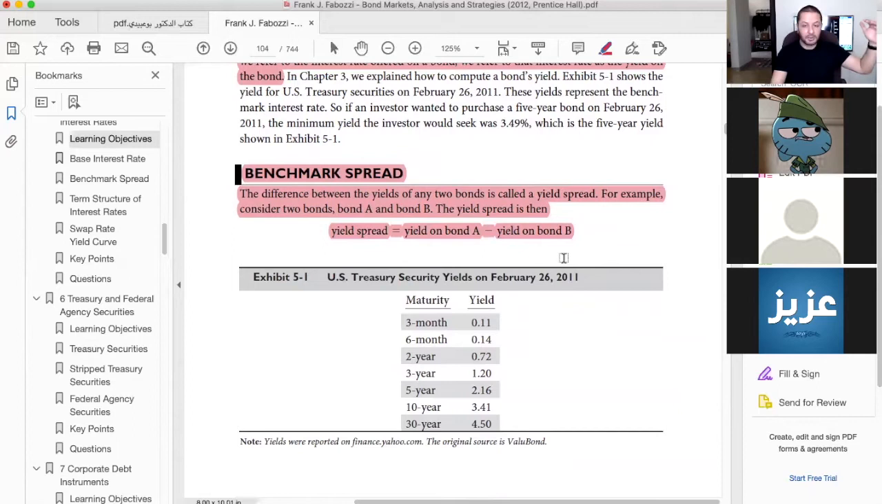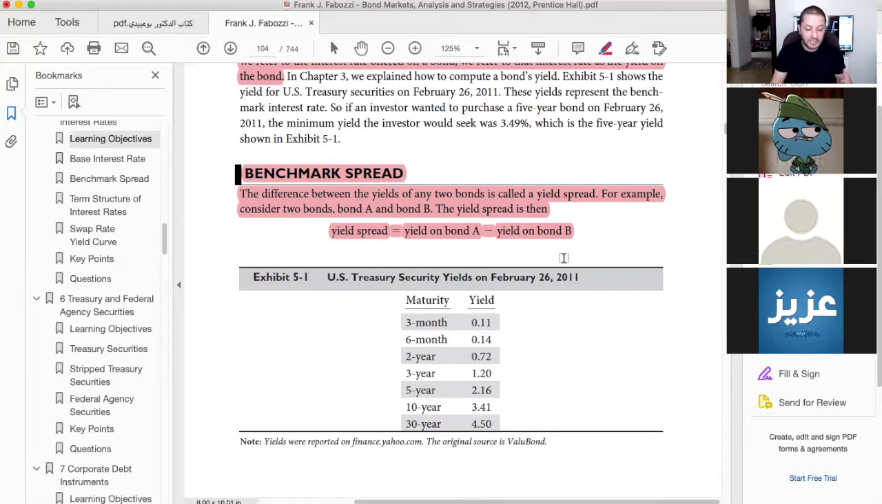This yield spread will get higher if the investors consider that this corporate or this firm is riskier, right? So the yield spread can also be identified as the risk premium asked by any investors.